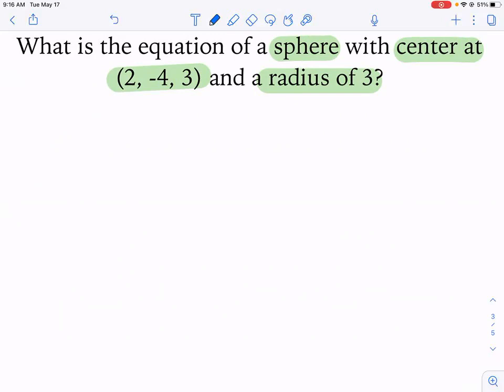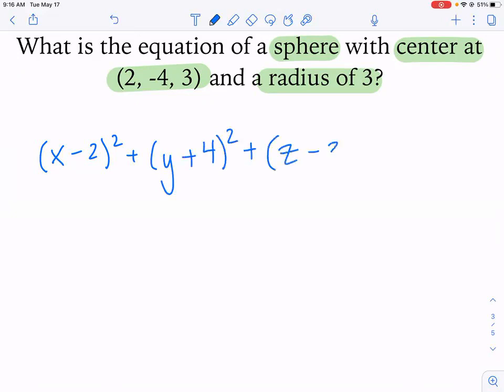Okay, all we've got to do is write x minus h squared plus y minus k squared plus z minus j squared equals radius squared.